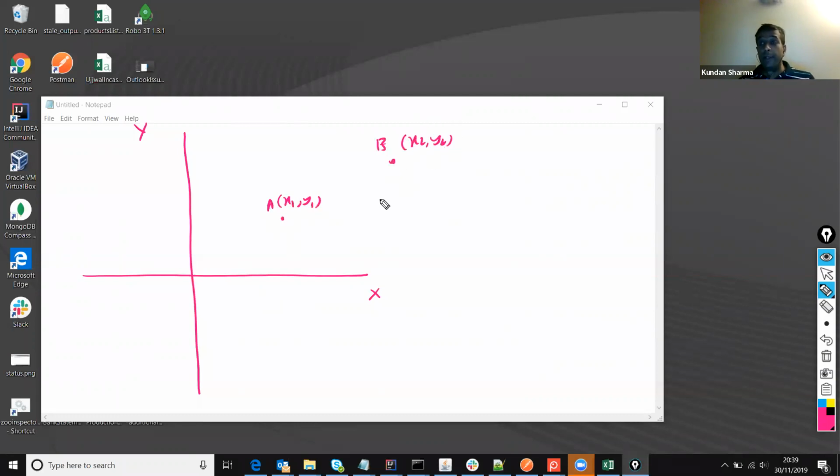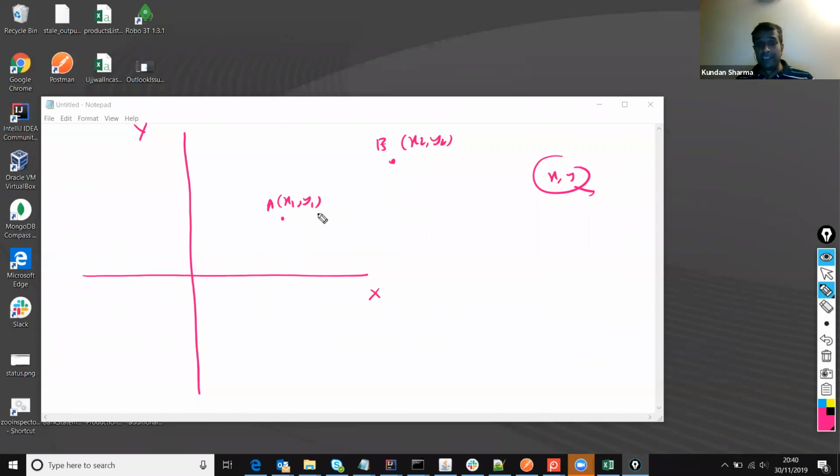If I'm using x1 y1, that means I'm talking of a particular point. If I say x2 y2, I'm talking of a particular point. If I use x y, so x y is a general point. It can be any point on the line. But if I say x1 y1 or x2 y2 or x3 y3, I'm referring to a particular point on the line. So we have been given 2 points on the line whose coordinates are x1 comma y1 and x2 comma y2. How are we going to find out the slope of a line?